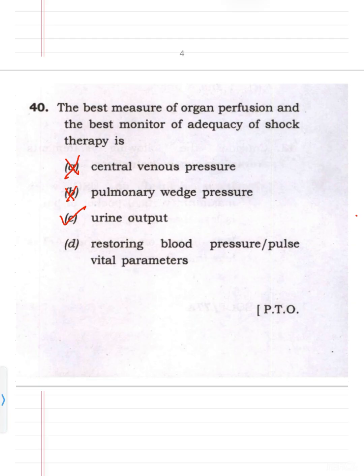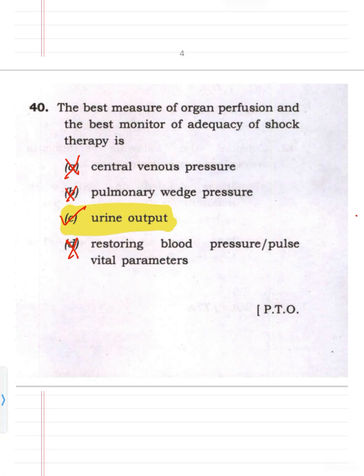The third is restoring BP or the pulse pressure. Again, this is not correct because the patient can have a normal BP and ongoing tissue hypoxia, which is also known as occult shock. So again, this is also wrong. So the correct answer will be urine output.